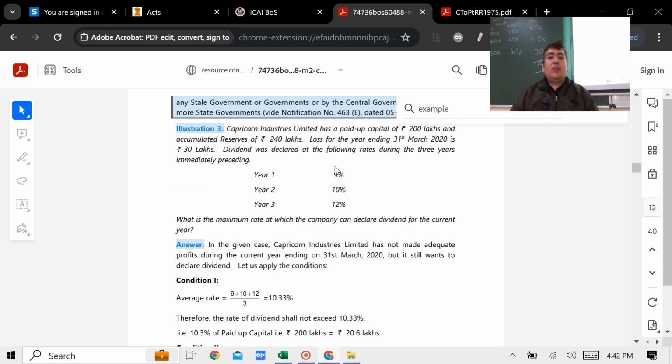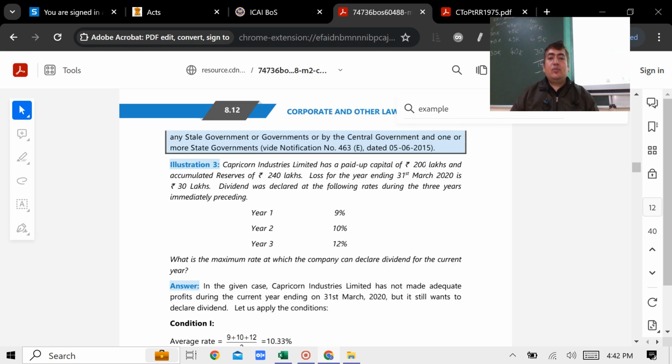Capricorn Industries Limited has a paid up capital of 200 lakhs, that is the 2 crores, and accumulated reserve is 240. So उन दोनों का टोटल कितना होगा? 4.4 crores. Apply what? I would say 10%. So maximum available according to the second condition is what? 44 lakhs. That's the first condition. And the loss for the ending year is 30 lakhs. So guys, 44 lakhs minus 30 lakhs first. So available कितना रहेगा? 14. But are you understanding the calculations?